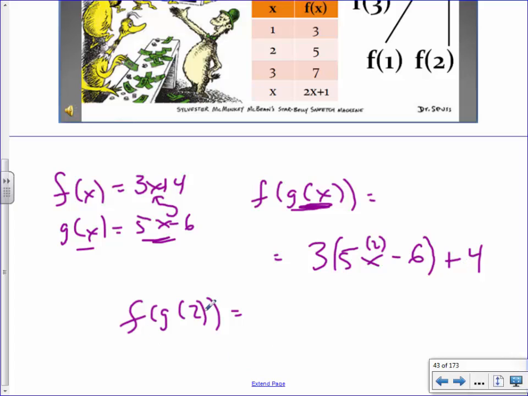If I were to give you f of g of 2, the first thing you do is find g of 2. So g of 2 means 5 times 2 minus 6. That would have been 4. As soon as you get that 4, you plug that 4 in for x there. So all of this mess right here is 4. 3 times 4 is 12, plus 4 more is 16. So therefore, a point on this graph would be (2, 16).